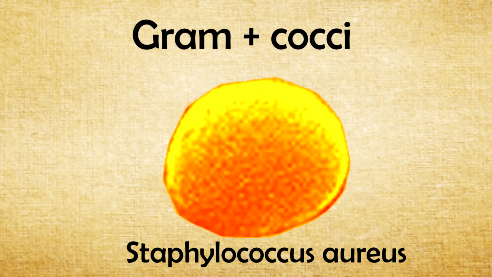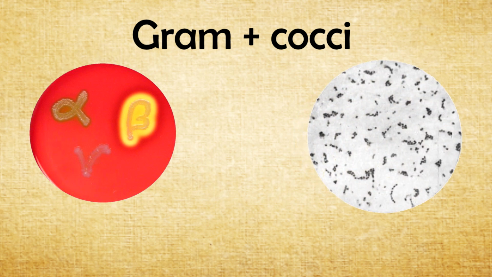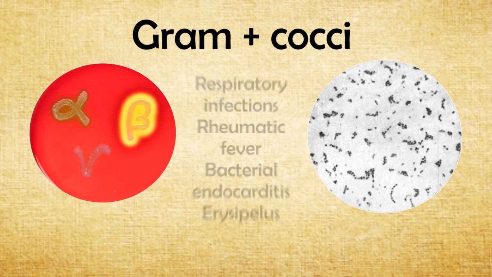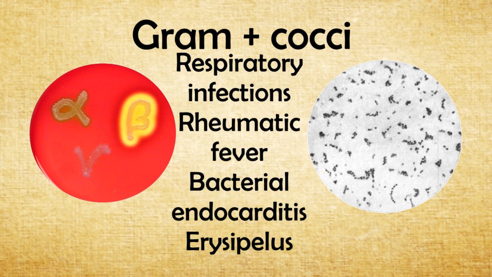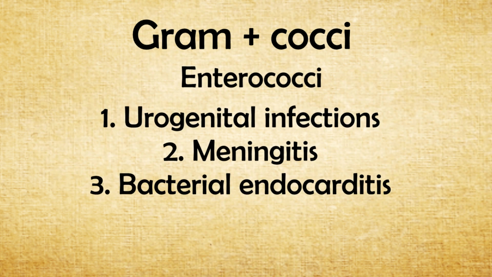There are many streptococci, but the most prominent are beta-hemolytic streptococci and pneumococcus. They cause respiratory infections, including pneumonia, rheumatic fever, bacterial endocarditis, and erysipelas. While enterococci cause urogenital infections, meningitis, and bacterial endocarditis.